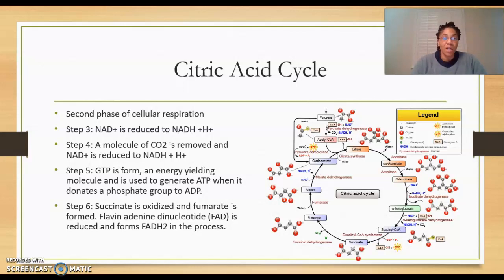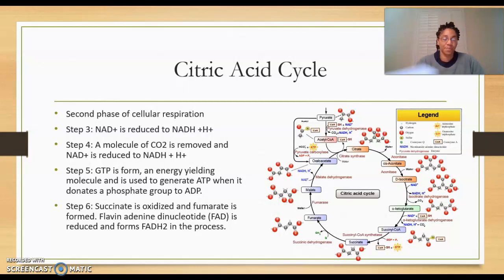Now you go to step 4. A molecule of CO2 is removed, and NAD+ is also reduced to NADH plus H+. This is driven by alpha-ketoglutarate dehydrogenase. Like I said, the CO2 is lost in this process as well. In step 5, GTP is formed, which is a high-energy molecule and is used to generate ATP when it donates a phosphate group. CoA is removed from the succinyl-CoA molecule and is replaced by the phosphate group. Like ATP, GTP is an energy-yielding molecule and is used to generate ATP when it donates a phosphate group, like I stated earlier.